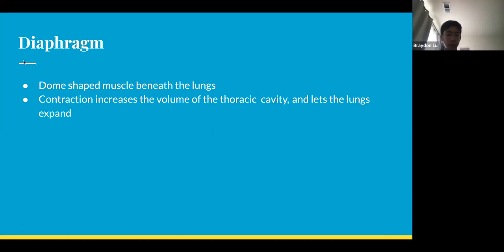Finally, we have the diaphragm. It's a dome-shaped muscle beneath the lungs. Whenever the diaphragm contracts, the thoracic cavity where your lungs are stored also expands, so it lets the lungs expand. So that's how you breathe. It contracts and relaxes to help control your lungs.